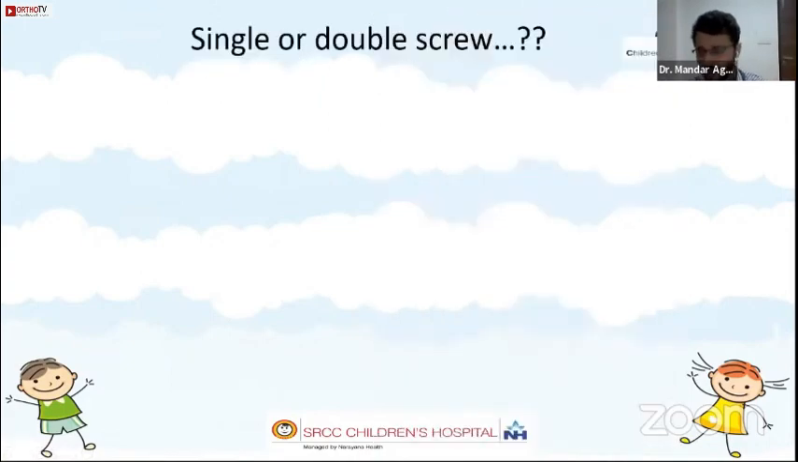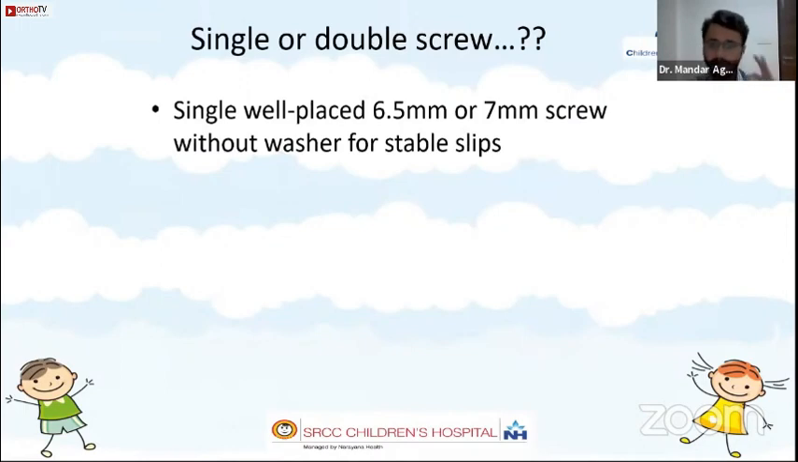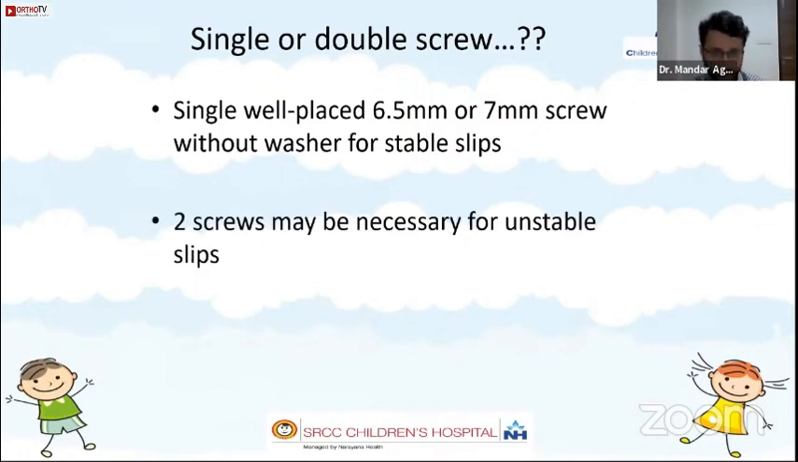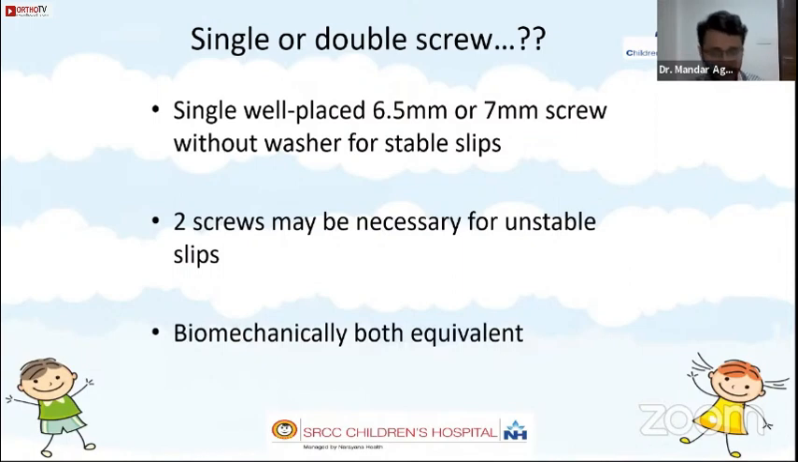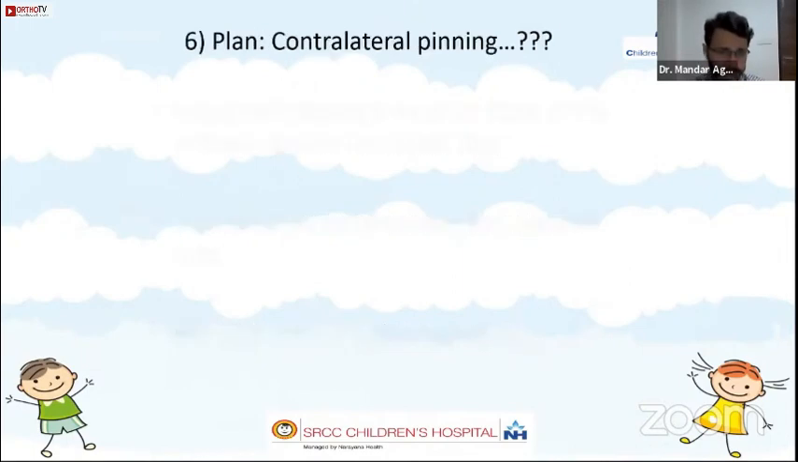Do we put a single screw or a double screw? Well, a single well-placed 6.5 mm or 7 mm screw without washer is enough for stable slips. Two screws may be necessary for unstable slips. However, biomechanically, both of them have been proved to be equivalent.